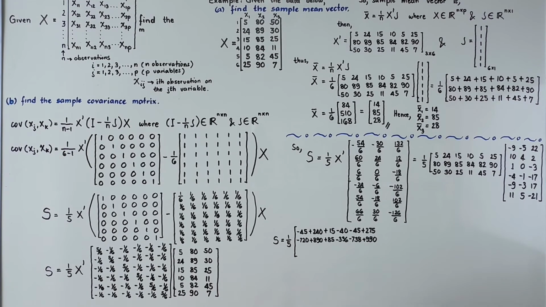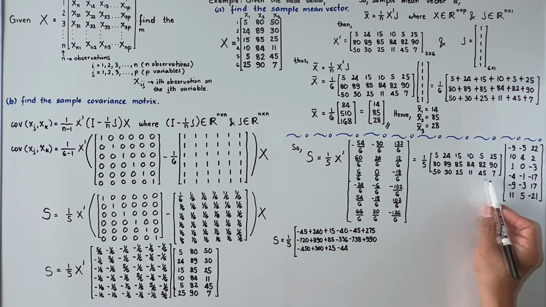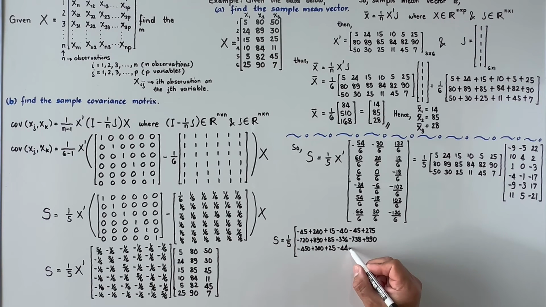And then multiplying the third row by the first column, we have 50 times negative 9, we have negative 450. And then 30 times 10, which is 300. And then 25 times 1, we have 25. And then 11 times negative 4, we have negative 44. And then 45 times negative 9, we have negative 405. And then 7 times 11, we have 77 here.